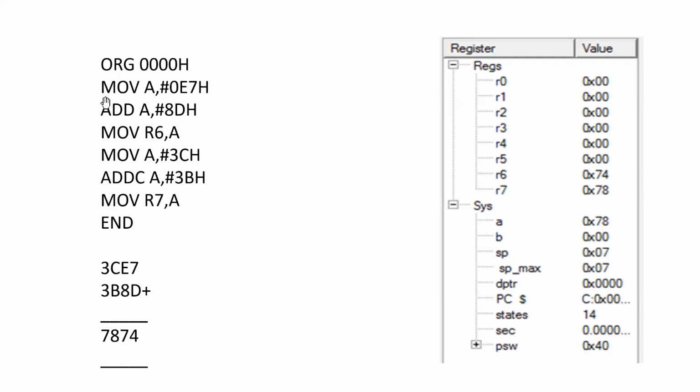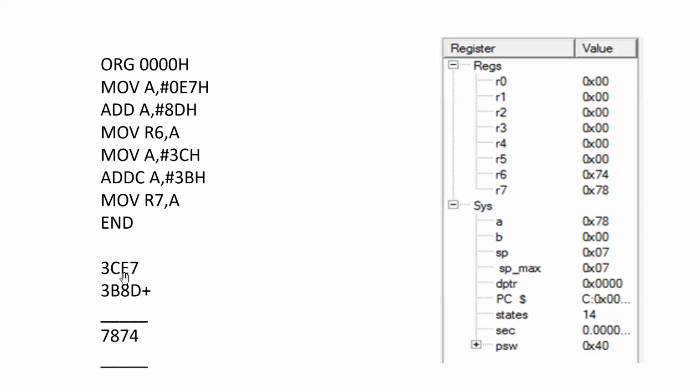I will explain it. First, 3CE7 is one 16-bit data. 3B8D is another 16-bit data. I'm going to add these 16-bit numbers. We all know here my accumulator length is 8-bit only. So I can't perform 16-bit addition at once. So what I have to do, I have to split my data into 8-bit.